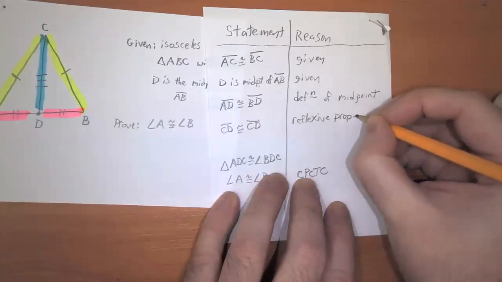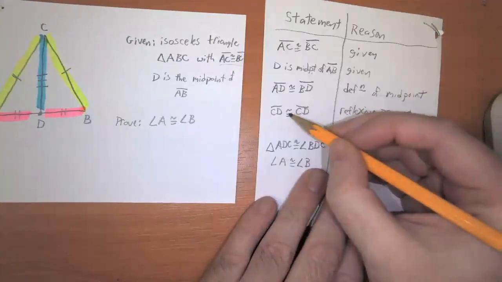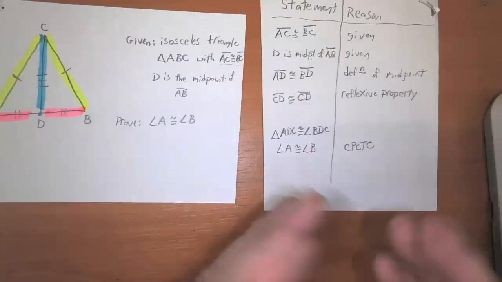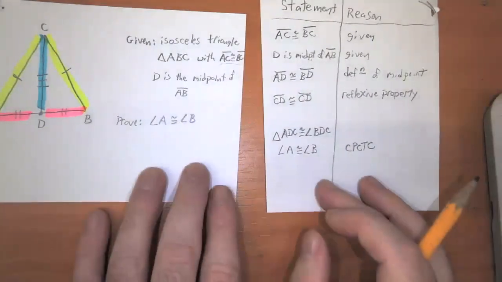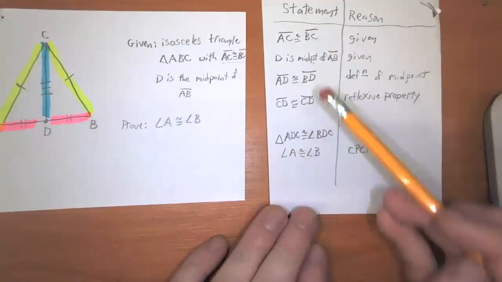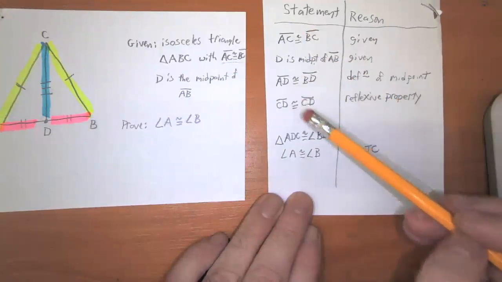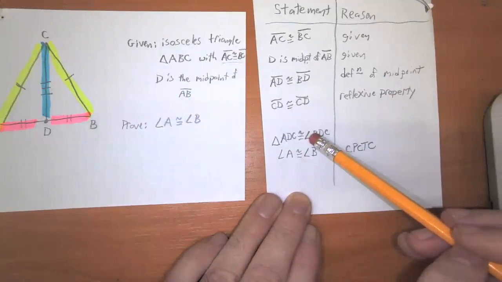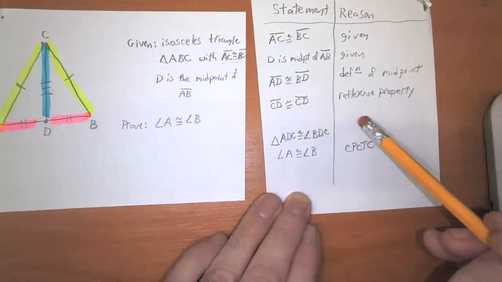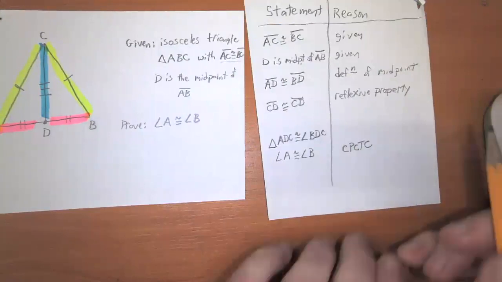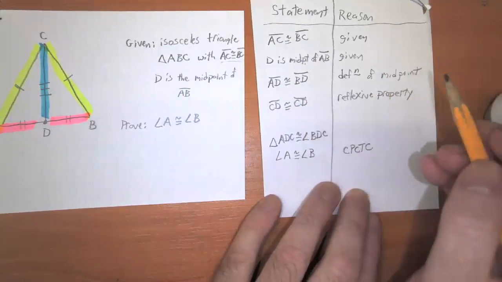Or to be more precise, it's the reflexive property of congruence, because it's congruence that's between the two things that are the reflections of each other. Okay, so now we've filled out the entire proof. We've got three congruent statements that justify this triangle congruent statement. The only thing that's blank here is the reason for that triangle congruent statement. So which triangle congruence theorem are we going to use in order to justify this statement?